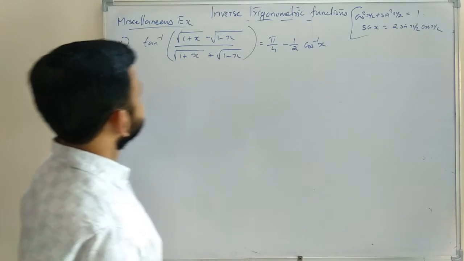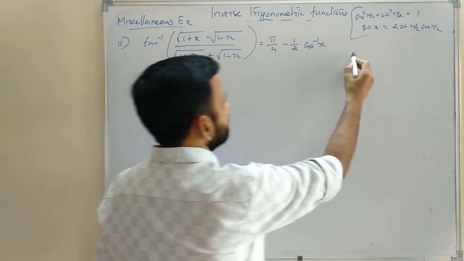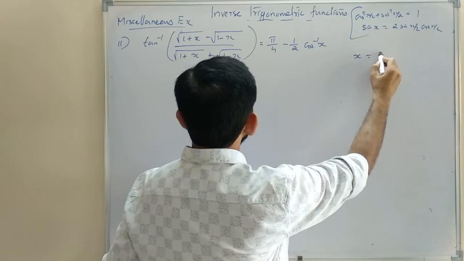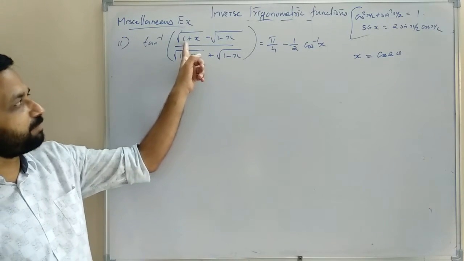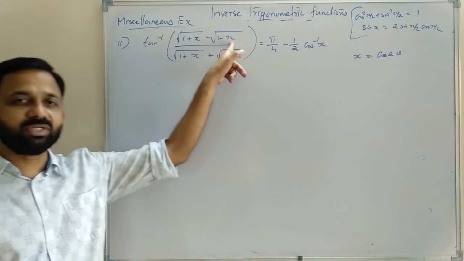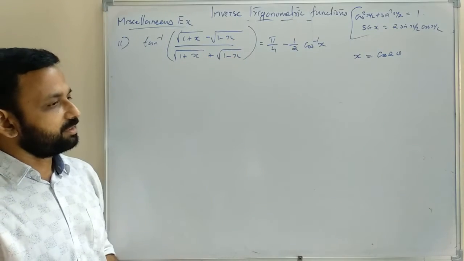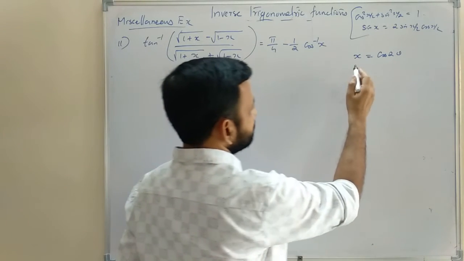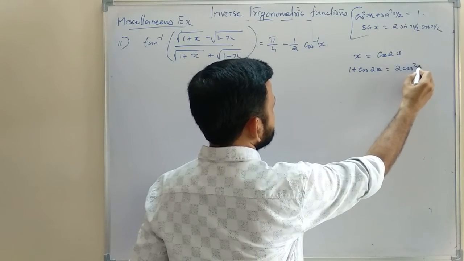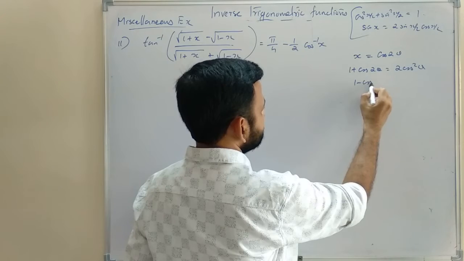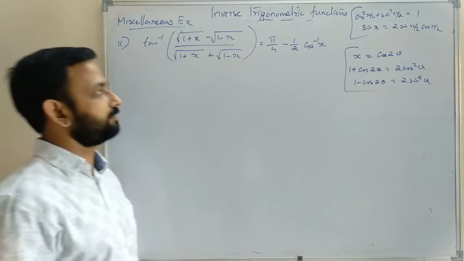So here we can replace, put x is equal to cos 2 theta. If you take x is equal to cos 2 theta, then 1 plus cos 2 theta, 1 minus cos 2 theta. In 11th standard we studied 1 plus cos 2 theta is 2 cos square theta and 1 minus cos 2 theta is 2 sin square theta. So we can use those identities here.